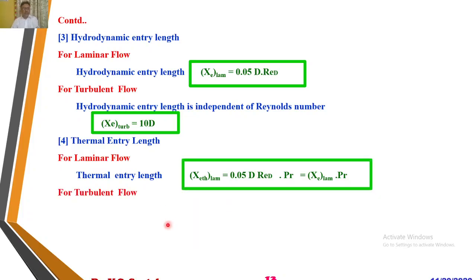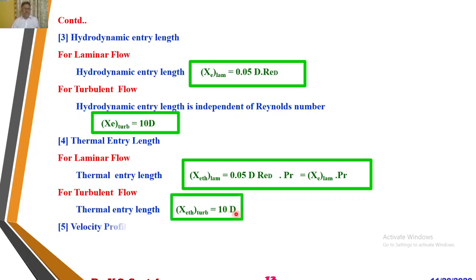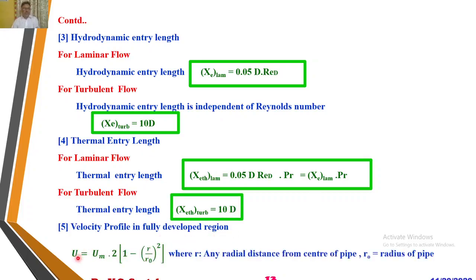For turbulent flow, thermal entry length x_c,th,turb is equal to 10D. So the hydrodynamic entry length and thermal entry length both are represented by 10D. Then velocity profile in fully developed region, u is equal to u_m into 2 into 1 minus (r over r_o) whole square, where r is any radial distance from center of pipe and r_o is the radius of pipe.